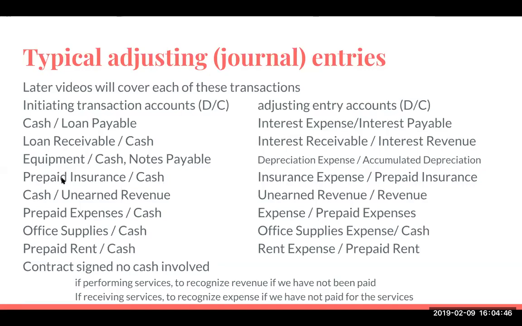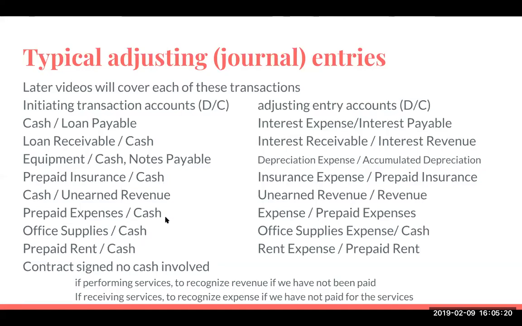When I buy an insurance policy, I'm debiting prepaid insurance. Why? Usually an insurance company would never let me pay for something that's happened in the past. I'm only paying for the future. So right here, I'm debiting prepaid insurance and crediting cash. And here my adjusting journal entry is going to be a debit to insurance expense, crediting prepaid insurance. Here I've got a debit to cash, credit to unearned revenue, and this is if I've been paid in advance for services. So my adjusting entry would be a debit to unearned revenue and then a credit to revenue.